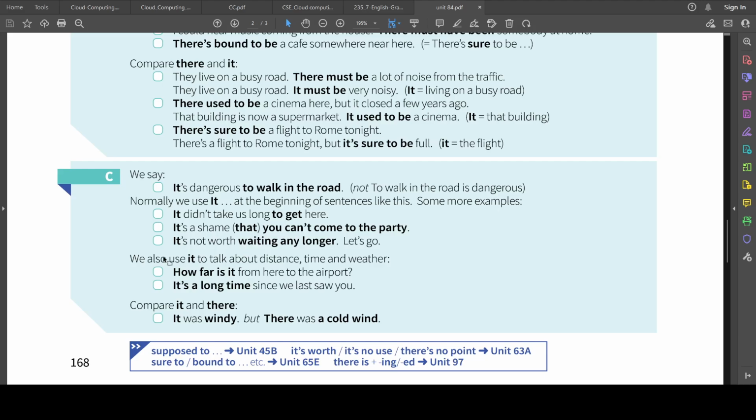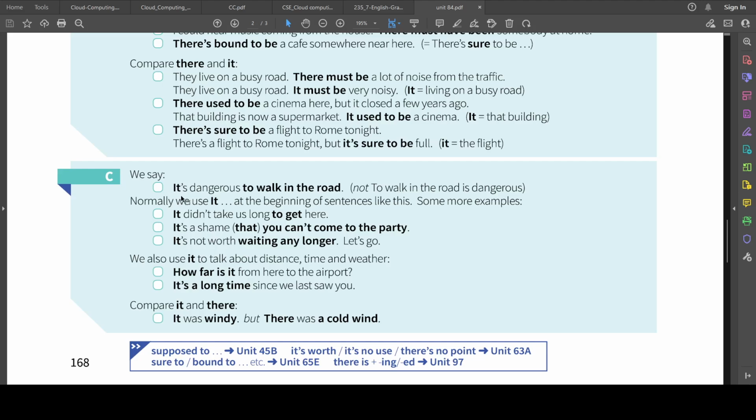So we also use it to talk about distance, time, and weather. Like, how far is it from here to the airport? Or it's a long time since we last saw you. So compare it and there. It was windy, but there was a cold wind.